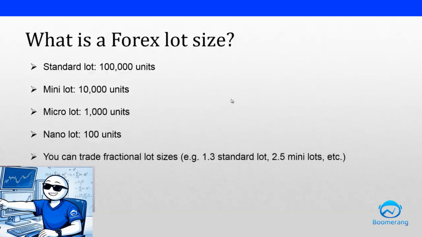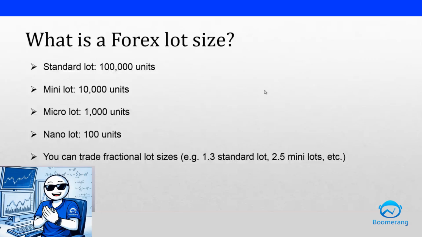So one thing to point out is that you can trade fractional lot sizes. It doesn't mean that you can only trade one standard lot, one mini lot, or 5 standard lots. You can break it up and trade something like 1.3 standard lot. You can trade 2.5 mini lots, 3.7 mini lots, 2.6 standard lot, 1.5 micro lots. It is all possible when trading the Forex market. So in a way, you can better manage your risk, as I will explain how that will work in the later section. So let's do a quick recap.